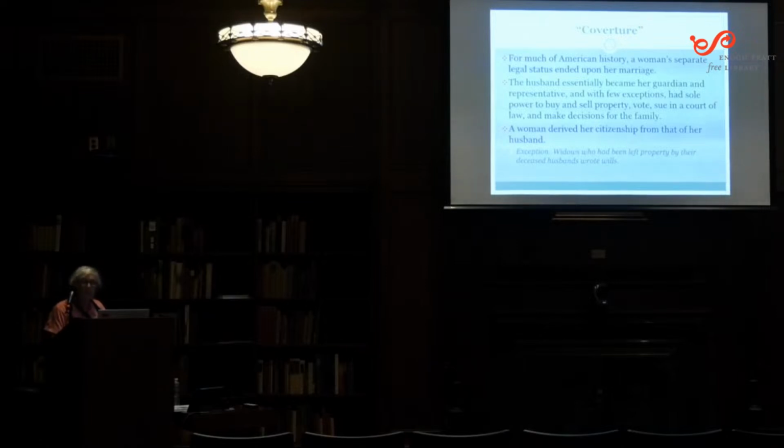There is a term that you run across called coverture. For much of American history, a woman's separate legal status ended upon her marriage. The husband essentially became a guardian and representative, and with few exceptions, had sole power to buy and sell property, vote, sue in a court of law, and make decisions for the family. A woman derived her citizenship from that of her husband. Now, there were exceptions, usually widows who had been left property by their deceased husbands, if the husband wrote a will stating that.